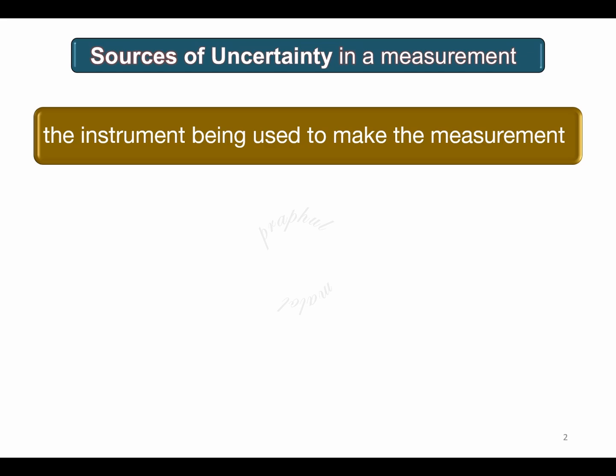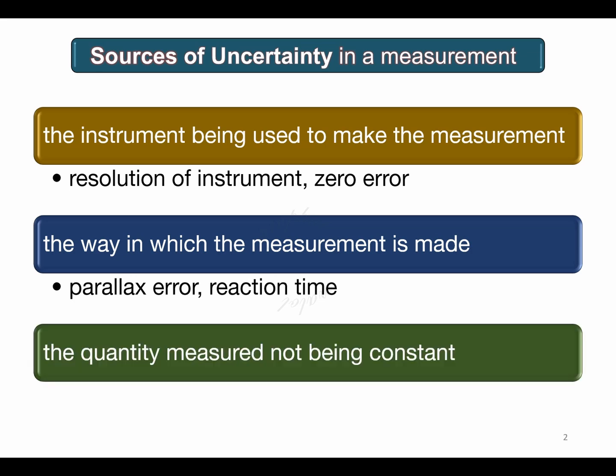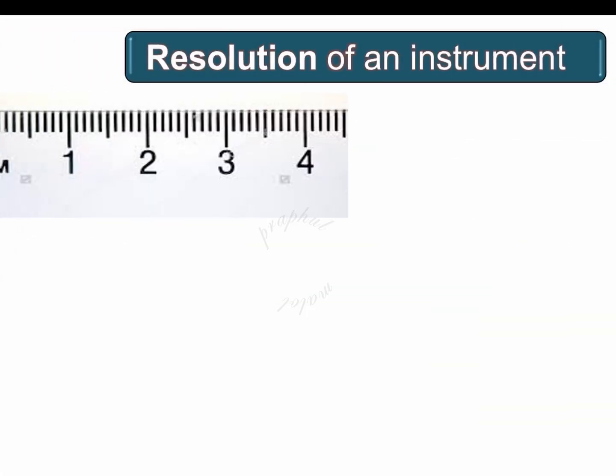One is the instrument, because there could be an uncertainty from the instrument. For example, zero error in an instrument. The second reason is the person who is taking the measurements. Examples are human reaction time and parallax. The third reason is surrounding conditions like room temperature, air resistance, etc. Now we are going to see each reason in detail.